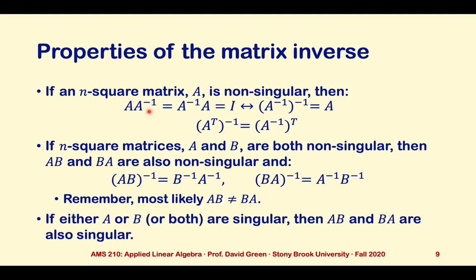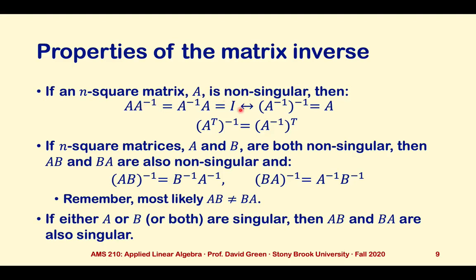Right? So if we just think about this, if A inverse times A equals I, so A inverse must be the inverse of A, but A times A inverse also equals I, so A must be the inverse of A inverse.